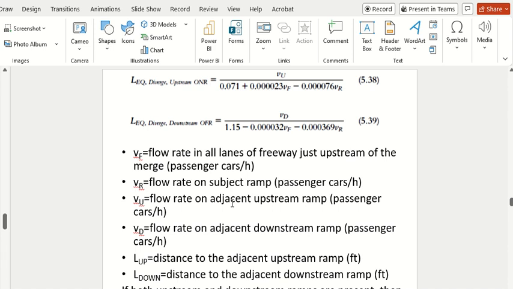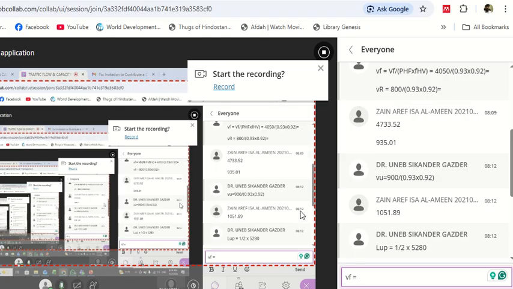We need the full flow here because they are saying just in all lanes just upstream of the diverge section, because we are doing the diverge section here. Sorry for this mistake. So upstream of the diverge section, this will contain the freeway and the ramp both. So we need to add these two values. How much is this? 4734 plus 935. How much is this?